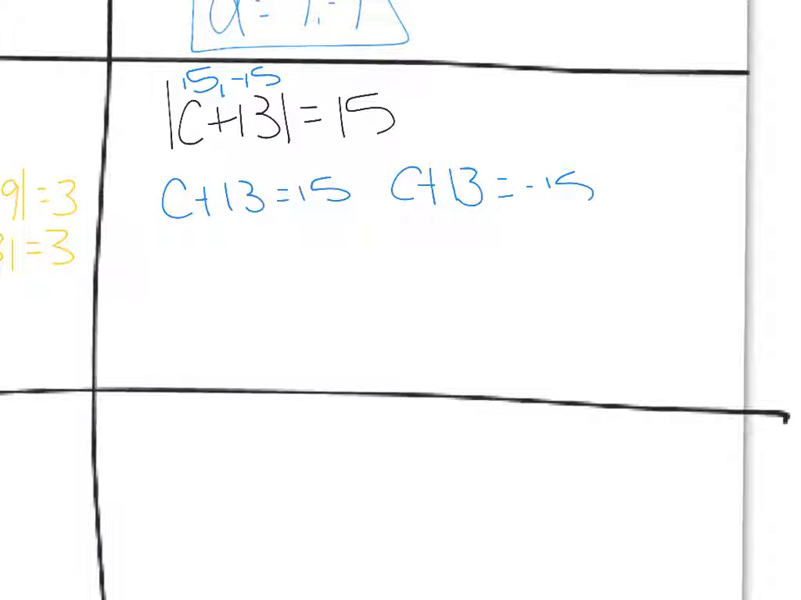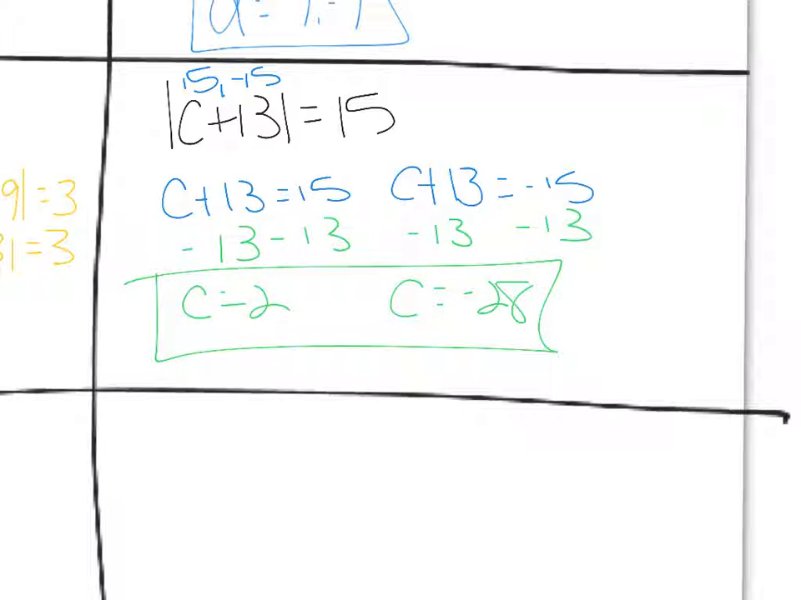And just like the last one, we can go through and solve both of these. Subtract 13 from both sides, we'd get c equals 2. Subtract 13 from both sides, we'd get c equals negative 28. And kind of like the last one, if you plugged both of those into your original equation, both of them should work.